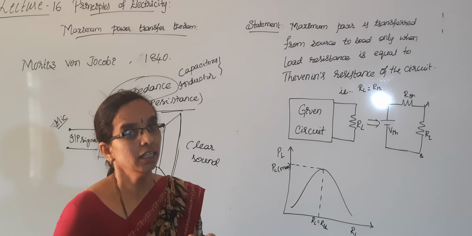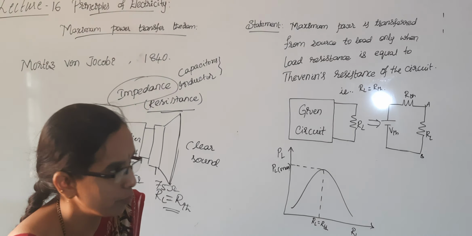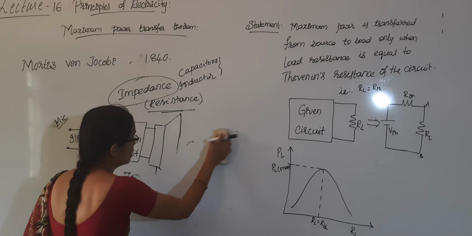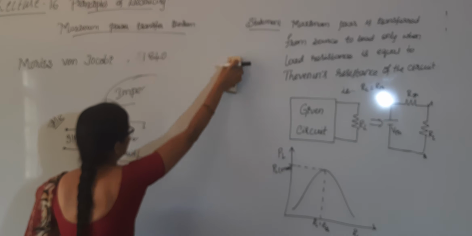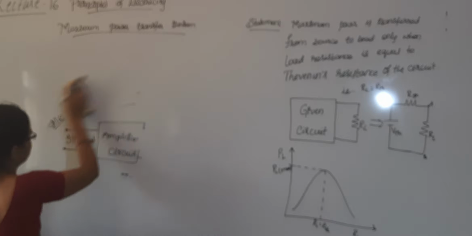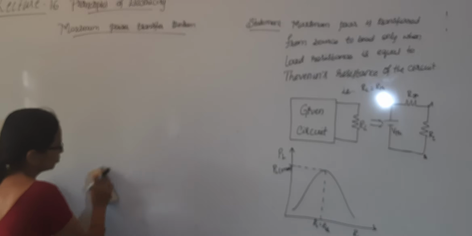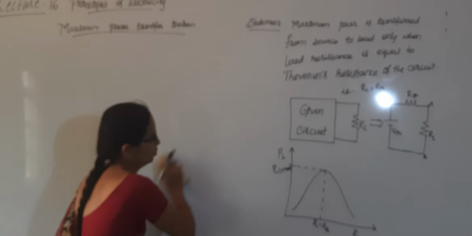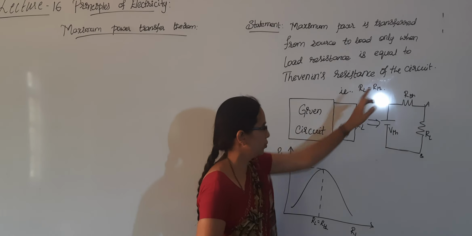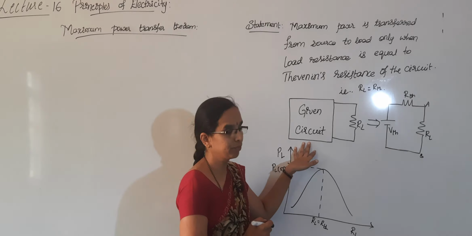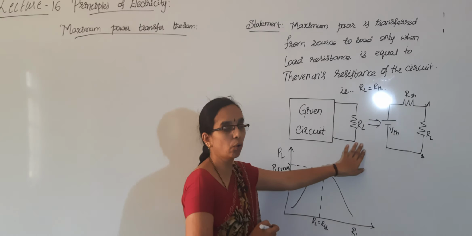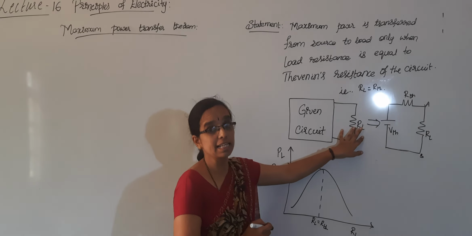This is what the statement of the maximum power transfer theorem tells us. So here, RL is equal to RTH. This is a given circuit. Assume this is an amplifier. This is a load resistance RL, which is the resistance of the loudspeaker.